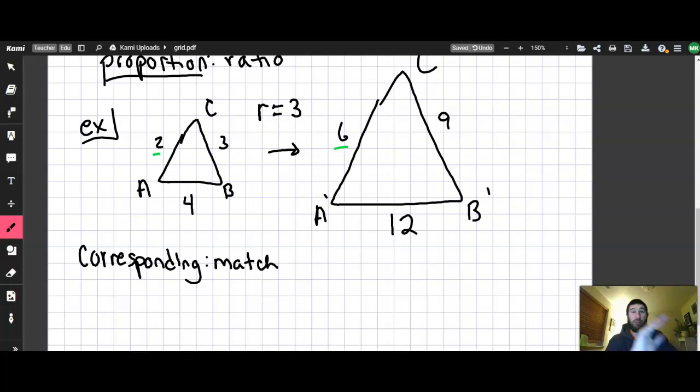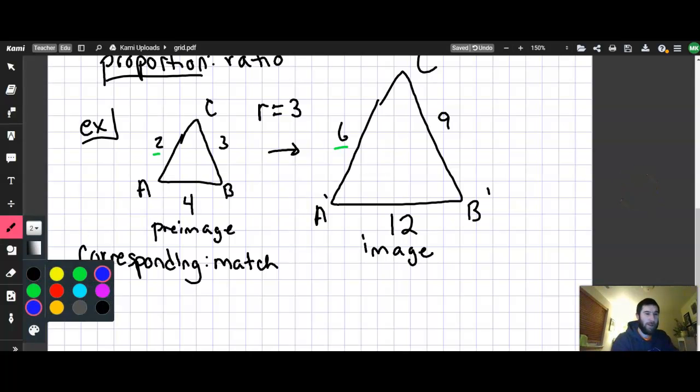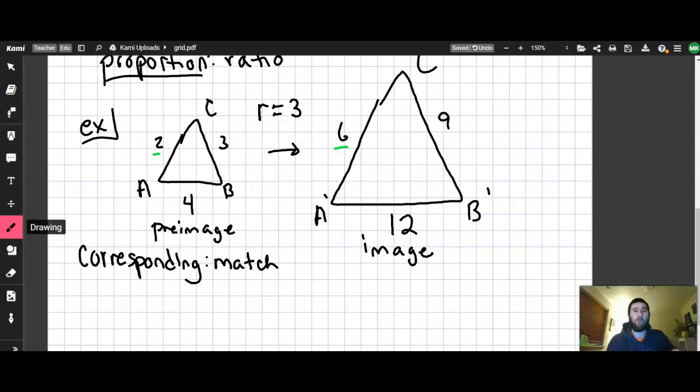And we had our original shape and the shape after the dilation. That is the pre-image and the image. And so let's just make some fractions out of this to make sure we understand what we're talking about. So for 3 and 9, 2 and 6, just picking those sets of corresponding sides. You could have picked any set of corresponding sides, but I chose those two.